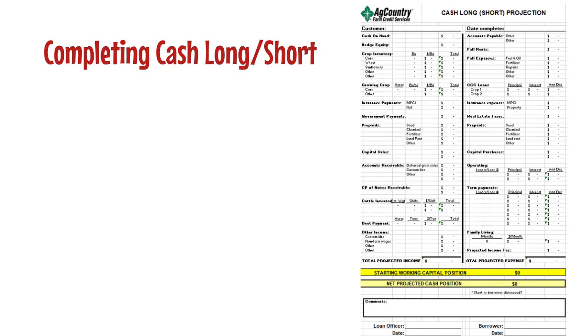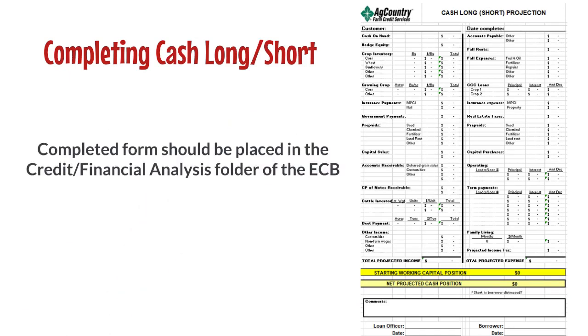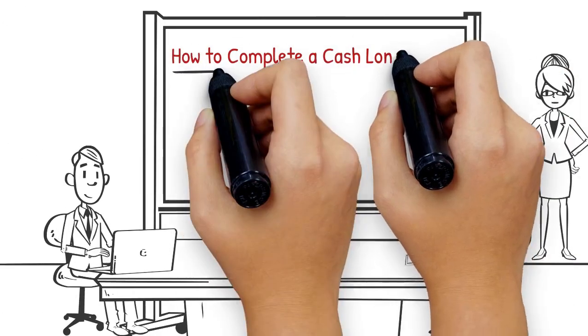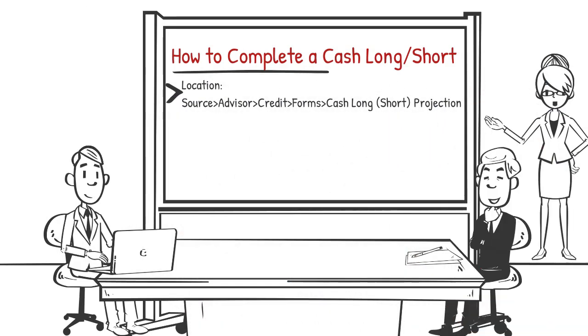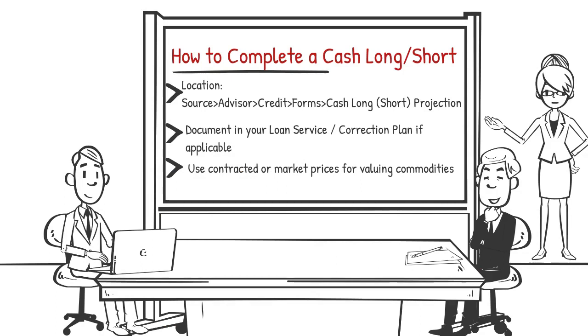To the right, you will see a snapshot of the electronic version of the cash long short projection worksheet. After the analysis has been completed, the cash long short worksheet should be placed in the Credit Financial Analysis folder of the Empower ECB. The Excel and Word doc versions of the worksheet can be found on the source under Advisor, Credit, Forms, Cash long short projection. If a cash long short is needed for your customer, this should be documented in your loan service correction plan. When completing the analysis, use customer contracted prices or market prices for valuing commodities.